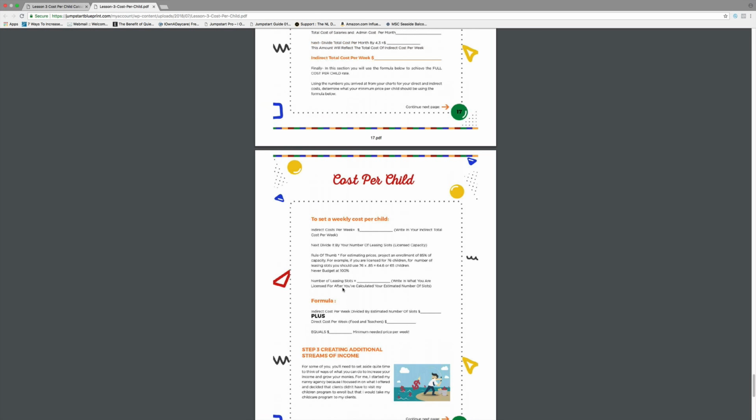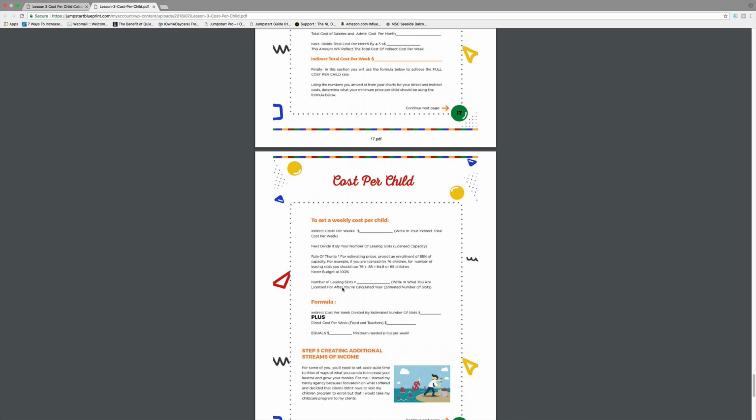But just for clarity's sake, I want to make sure that you are clear, because I got a little unclear in my thoughts as I was teaching this part of the lesson. So I just want to clarify. You add up your indirect costs, then you add up your direct costs. Once you get all of your costs, you divide it by 4.3. Once you divide it by 4.3, that lets you know how much it costs you per week.